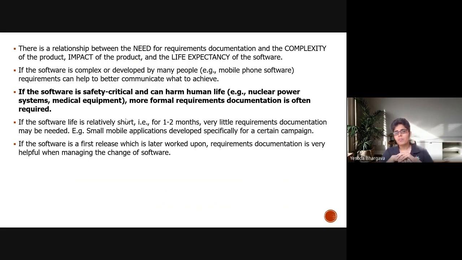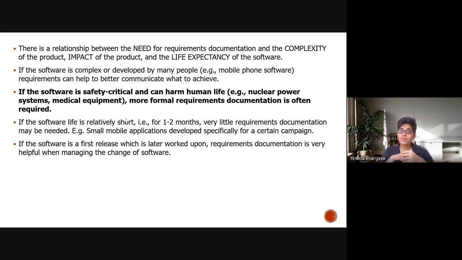Basically if the software is complex or developed by many people, then the requirements can help you to better communicate what to achieve. So even within software, there are different types of softwares. And with respect to the different types of software, the SRS plays a very important role. For example, if the software is safety critical and can harm human life, example nuclear power systems or medical equipments, then more formal requirement documentation is often required because human life is directly at stake. So you want to be really extremely sure of the requirements that you are mentioning in your software requirements documentation.